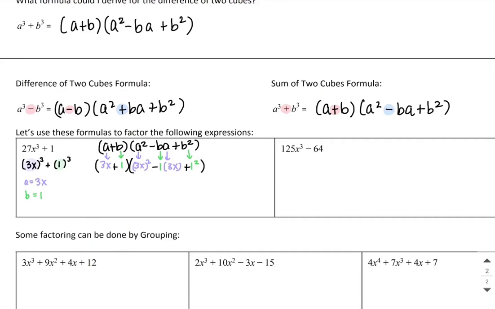And now I just simplify. So first term I'm going to have is 3x plus 1. Second term is I got to distribute that exponent of 2. So I have 9x squared minus 3x plus 1. And this is my answer.